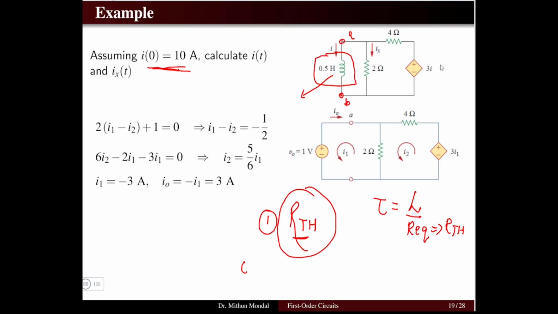Now, if this source were not there and only resistors were in the network, then it would be very easy: you could have applied the series parallel concept and determined the R Thevenin. But since we have a dependent current source, we can't find the R Thevenin directly using the series parallel concept. In that case, we have to go alternatively by connecting a voltage source of 1 volt. You can also connect a current source of 1 ampere as you wish.